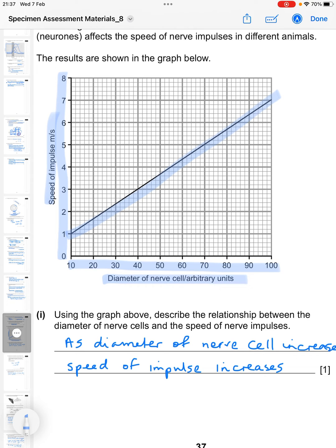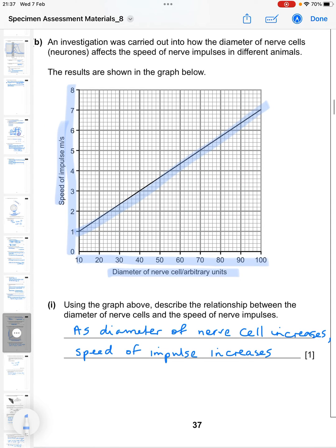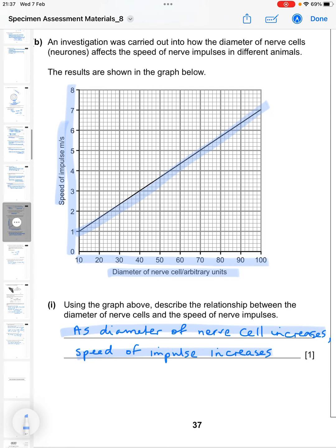on the graph there. So it says, using the graph above, describe the relationship between the diameter of nerve cells and the speed of nerve impulses. So in this type of answer, you want to be mentioning both variables. So I've said, as the diameter of the nerve cell increases, the speed of the impulse increases. So you're hitting both the variables in there and explaining the relationship between them.